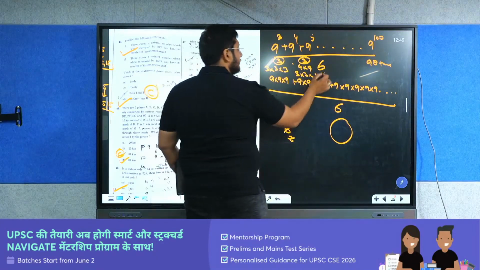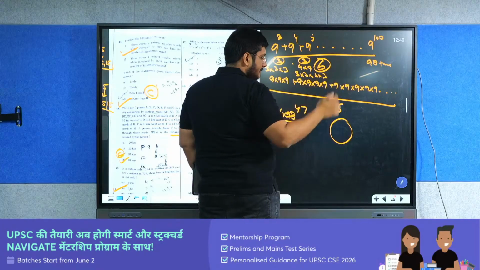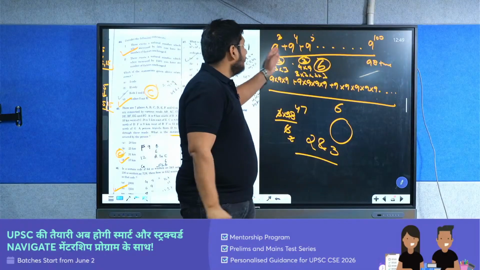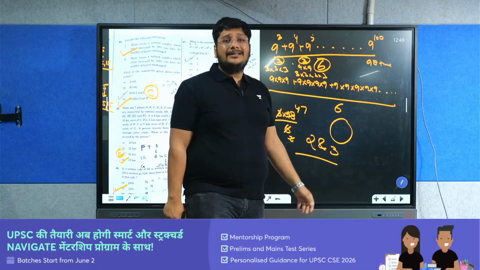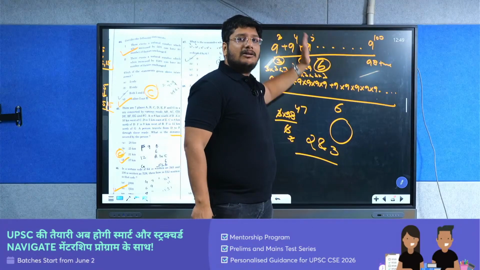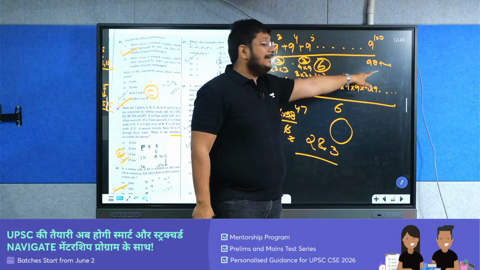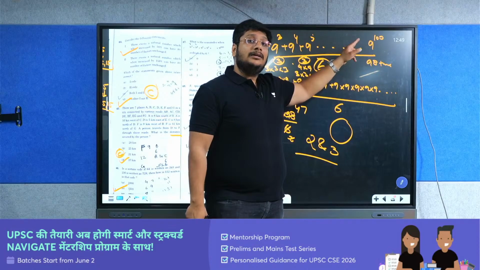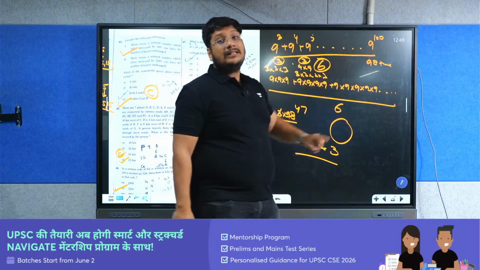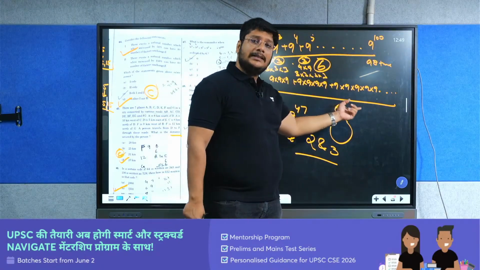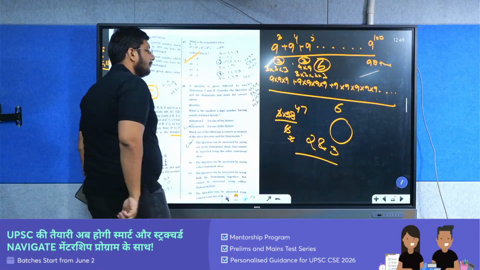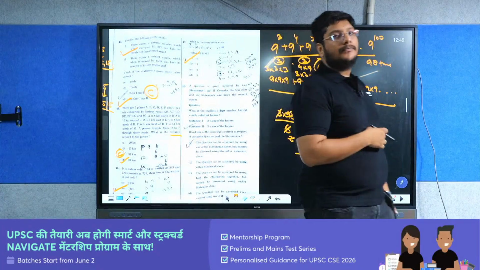Second, for a number to be divisible by 6, it has to be divisible by 2 and 3. Simple logic. This number is automatically divisible by 3 since it has 9 and its powers. For 2, it will be odd plus odd plus odd, 98 times. Odd plus odd is even, so even plus even is even. So 98 times this would turn out to be even. Even means divisible by 2, divisible by 3, hence divisible by 6. That means no remainder. So option A. Correct answer, option A. Clear?